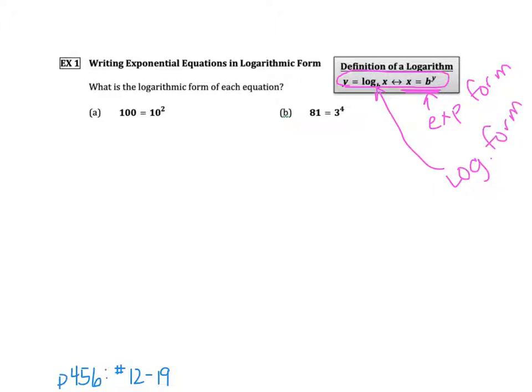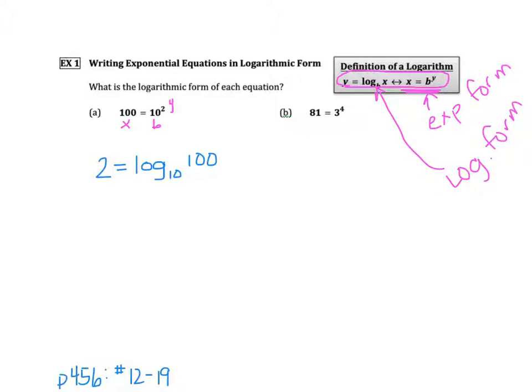Okay, so here's what we've got in exponential form. This is our x, this is our b, and the little 2 is our y. Now that we've labeled everything, we're going to rewrite this in logarithmic form. It starts out with y equals, and y is 2. So we're going to write 2 equals. Now we've got log base b, and the b here is 10, so log base 10 of x, which is 100. Simple. Okay, let's go on to the next one.